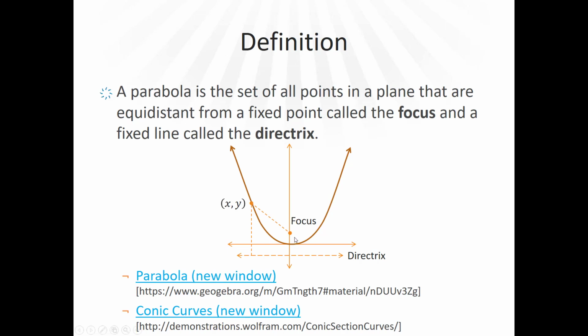That also means, if we move the point down to the vertex, the distance from the vertex to the focus has to be the same as the distance from the vertex to the directrix. So the vertex is right in the middle between the focus and the directrix. And if you want to explore this more, there are a couple of little demonstrations that you can play around with.